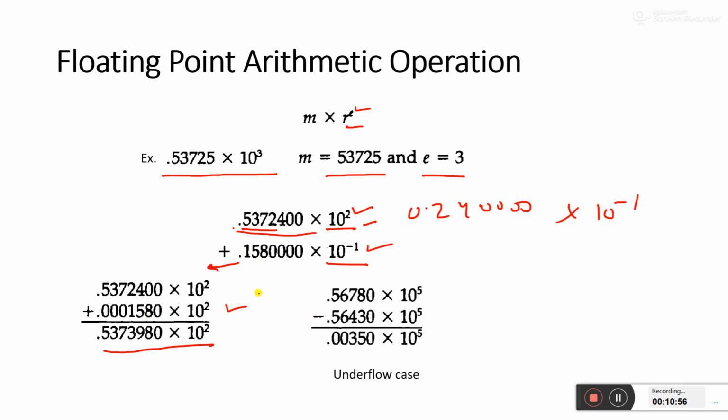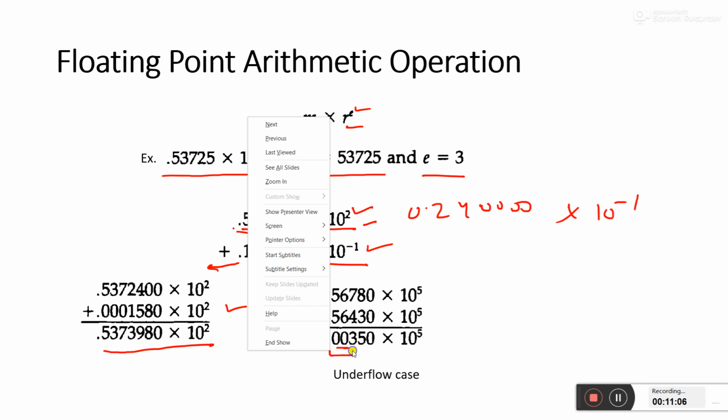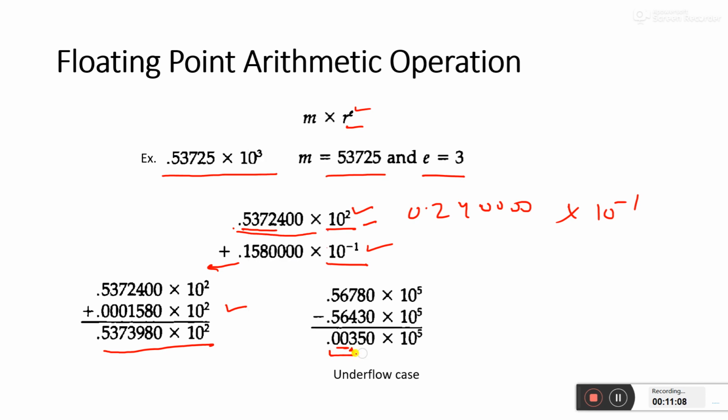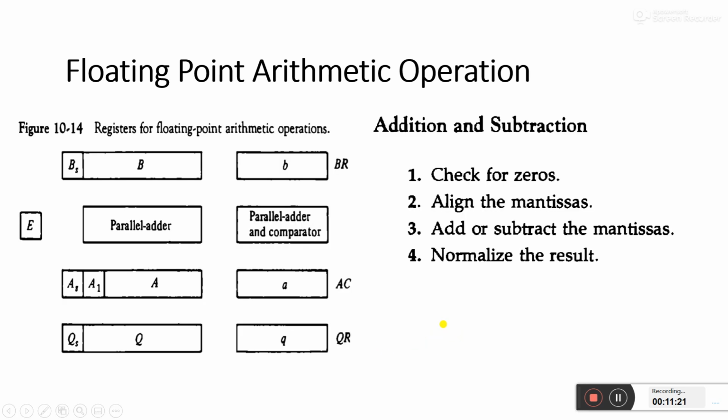Another thing is this: if we are doing subtraction and in the last we are getting 0 0 here, then we have to shift this point to this location. If I get a 0 0 in the last, then it is an underflow case, and we have to normalize such a number. So let's see the floating point arithmetic operation.